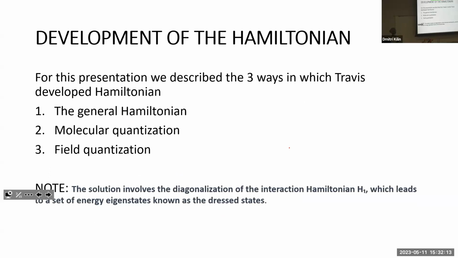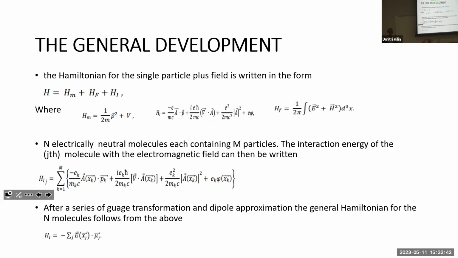For him to develop this Hamiltonian, he used 3 methods. First of all, he started with the general Hamiltonian, which we all know as the semi-classical Hamiltonian. He was able to generate the semi-classical Hamiltonian, or the quantized Hamiltonian that was described by James Cummings, and he further simplified it. And this is the general semi-classical or quantized Hamiltonian generated by James Cummings.